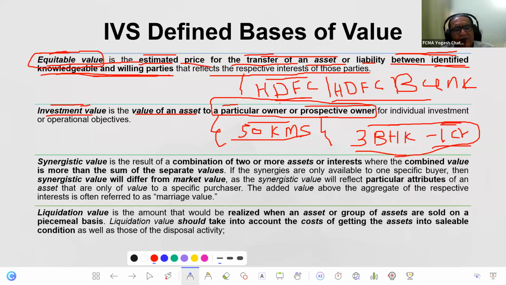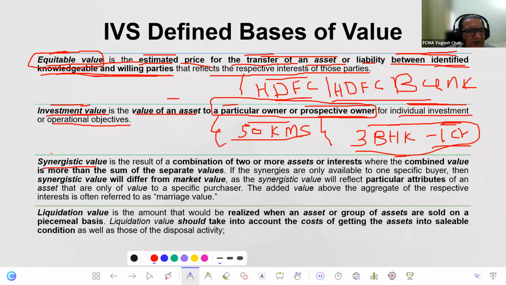That is the value of an asset to a particular owner or a prospective owner for individual investment or operational objective. For individual investment, that can be personal investment, or likewise, you must have heard about the economies of scale in operational activity. So either that can be personal, individual, or operational objective.